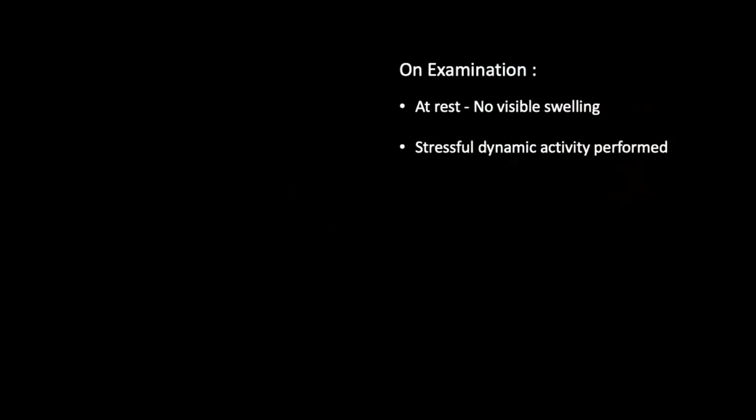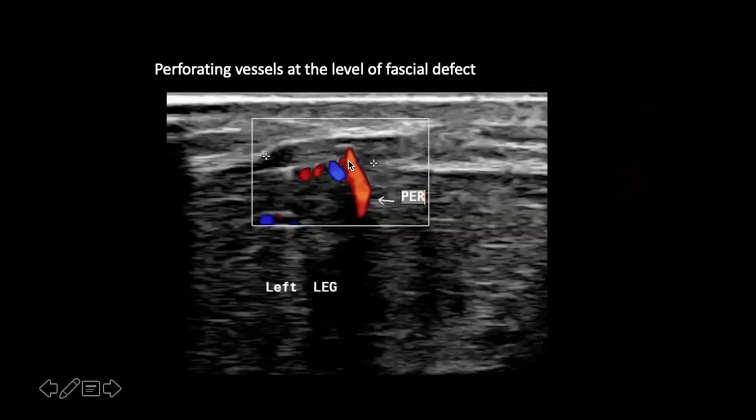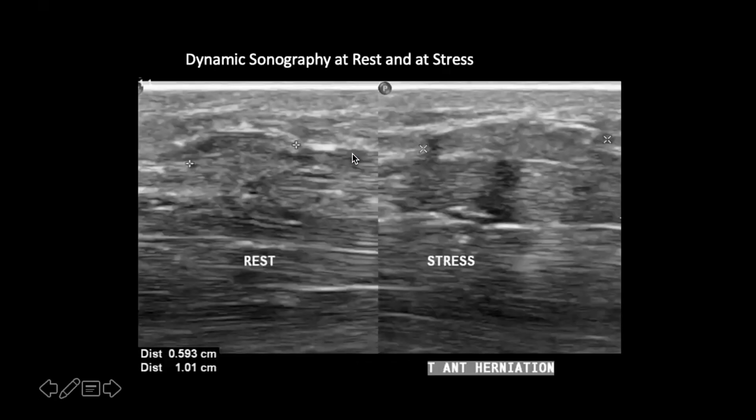But when we did the stressful dynamic activity, we could see that there was a defect in the fascia, and there was a bulge of the muscle which was herniating through the defect. What we could see was a perforating artery which was present at the level of the fascial defect. So if you compare at rest, this is the defect in the fascia, and this is the muscle bulge. And during stress on the dynamic maneuver, this bulge was very much prominent.